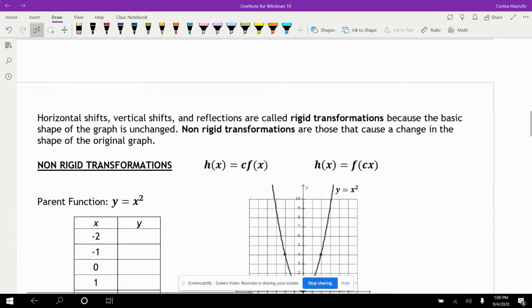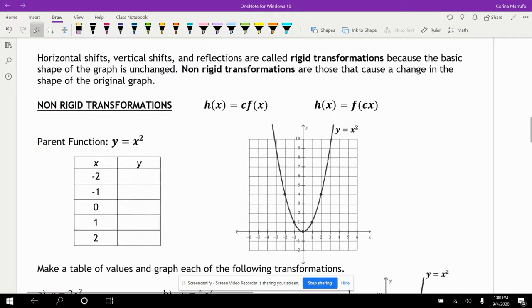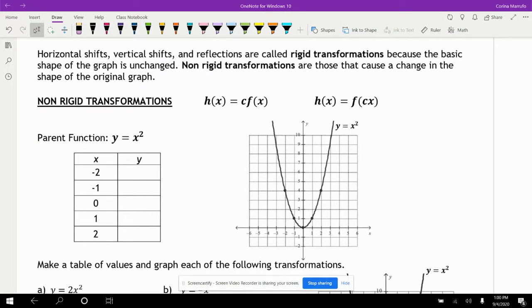All right, the next one. So you have horizontal shifts, vertical shifts, and reflections. These are called rigid transformations, and the reason they're called rigid transformations is because the shape of the graph is unchanged. Now we are going to do non-rigid transformations, and this is going to cause a change in the shape of the original graph.